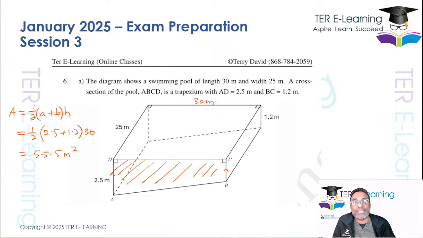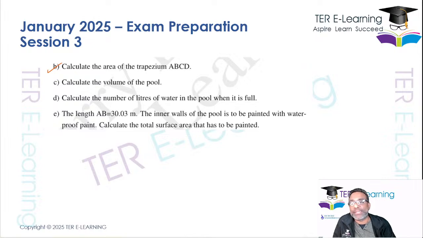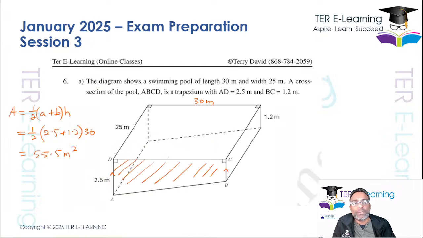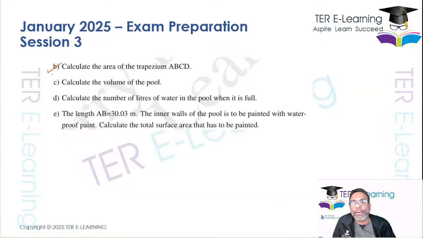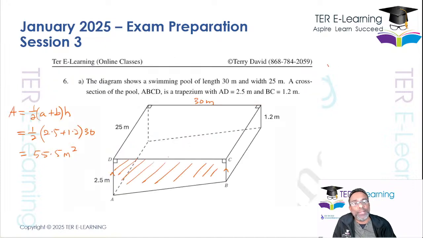So that's part B. We calculated the area of the trapezium. The next part here: calculate the volume of the pool. Now, this pool here is a prism. So all you need to do, the volume of a prism is equal to the area times the length. In this case, the cross-sectional area is the trapezium, which is 55.5, multiplied by the width, which is 25.